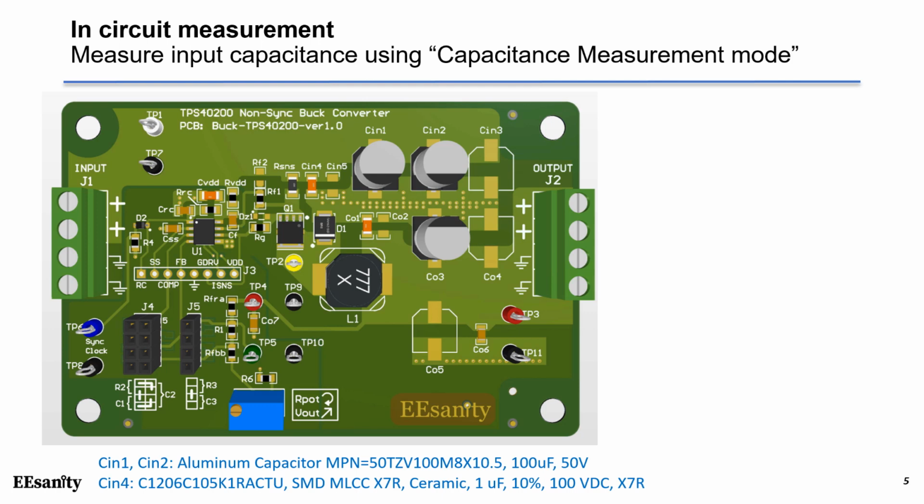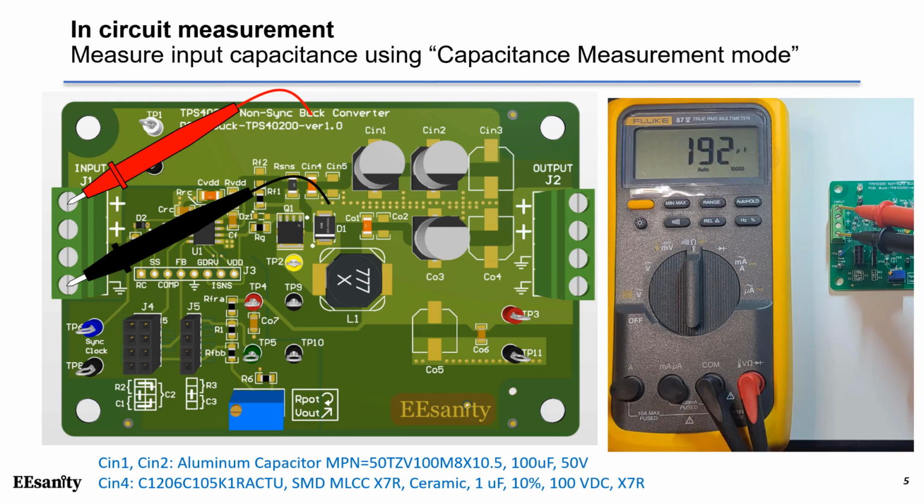For example, we have a PCB assembly as shown here. We want to measure the input capacitance. We know that the input capacitance has several different capacitors. For example, we have two 100 microfarad aluminum capacitors in parallel, and also they are in parallel with a 1 microfarad ceramic capacitor. By using the digital multimeter with two leads across the input terminal, we can measure the input capacitance as 192 microfarad, which is very close to 201 microfarad as the nominal capacitance.